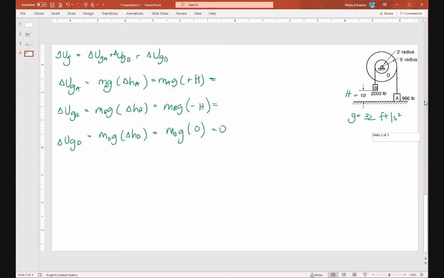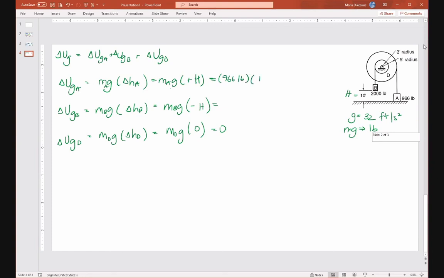Oh, actually, guys, you don't even need G. Why? What are you being given? Are you given the mass? No, you're given pounds, so G is already incorporated. You're actually being given the mg values. So in this case, you just take the actual numbers, even better. So you have your 2,000 pounds for B and 966 for A.